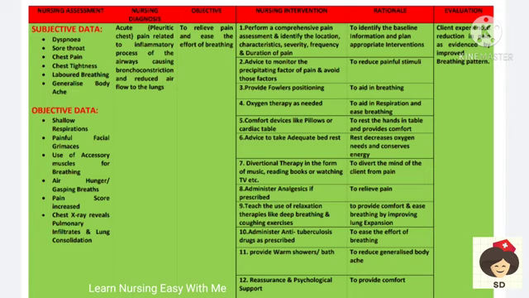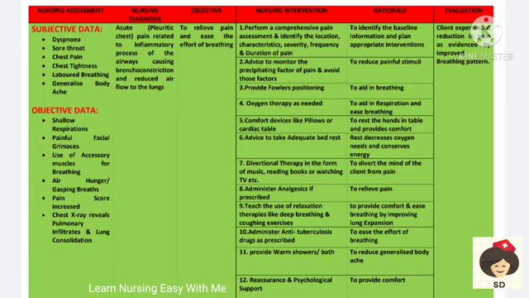So all those things we have to monitor, and whatever the precipitating factor is, we have to reduce it. Fowler's position, so this will help in breathing. Oxygen therapy, this will aid in respiration and ease breathing. And comfort devices like pillows and a cardiac table to rest the patient can be given. Tell the patient to take adequate bed rest, so this will decrease oxygen needs and conserve energy. And diversional therapy in the form of music, reading books, watching TV. So this all will help in diverting the mind of the patient.